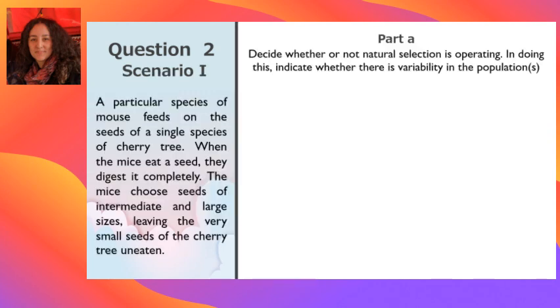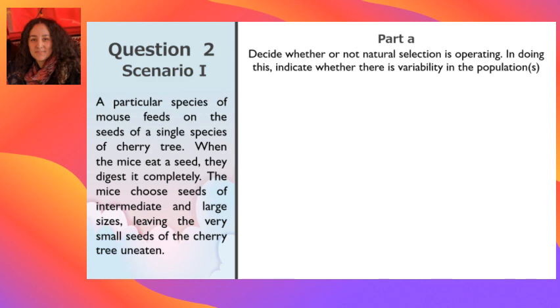So scenario 1, a particular species of mouse feeds on the seeds of a single species of cherry tree. When the mice eat the seed, they digest it completely. That point is important because they're not ingesting it and dropping it somewhere else as a viable seed. Once eaten, the seeds are completely unviable. The mice choose seeds of intermediate and large sizes, leaving very small seeds of the cherry tree uneaten. So we're going to decide whether or not natural selection is occurring and indicate if there's variability in the population.